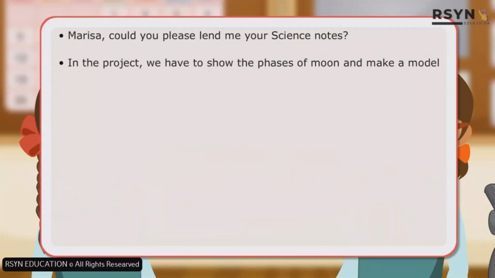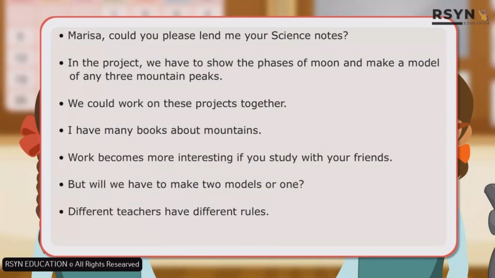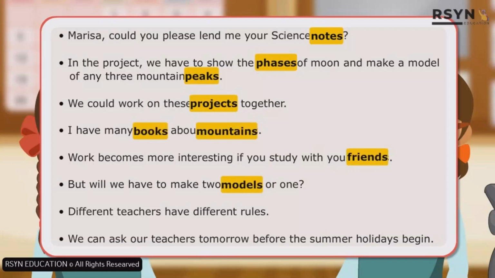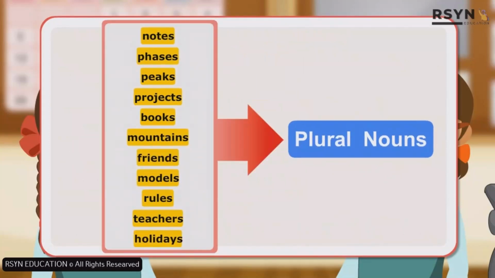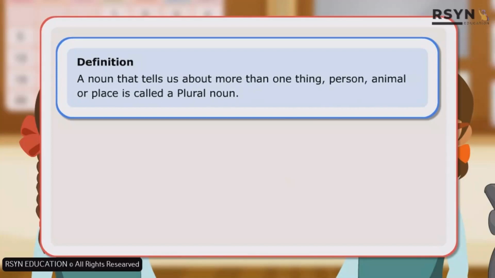The girls speak about more than one thing, place, or person several times in their conversation. The words notes, phases, peaks, projects, books, mountains, friends, models, teachers, rules, holidays are examples of plural nouns. Definition: a noun that tells us about more than one thing, person, animal, or place is called a plural noun.